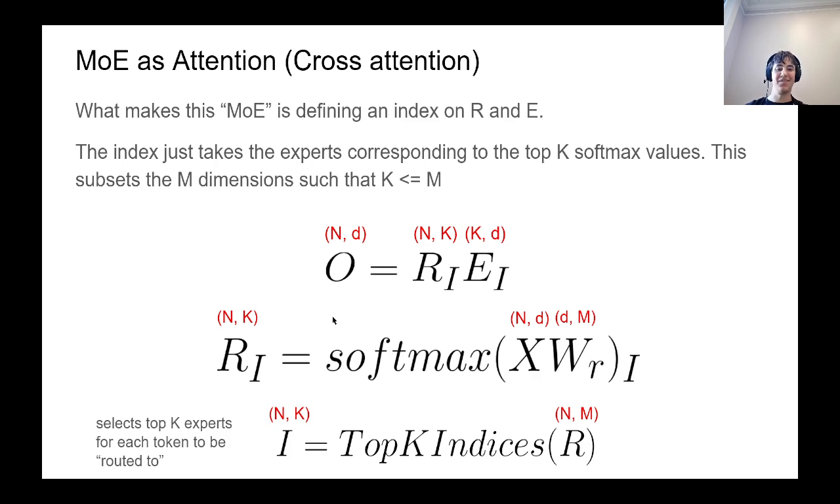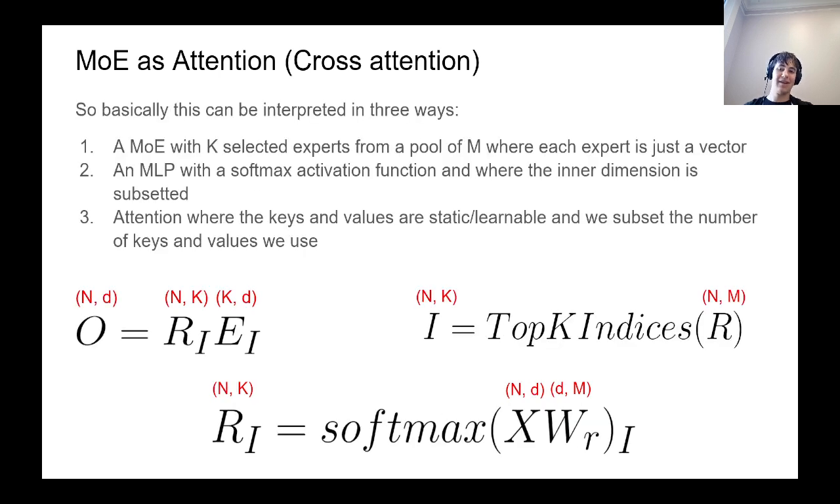Another way to look at this is it's just an MLP where you take a subset of the dimensions. So three ways to look at it. A MoE with K selected experts from a pool of M, where each expert is just a vector. So that's one way to look at it. You can look at it as a MoE where every expert is the simplest thing you could think of. It's just a vector.